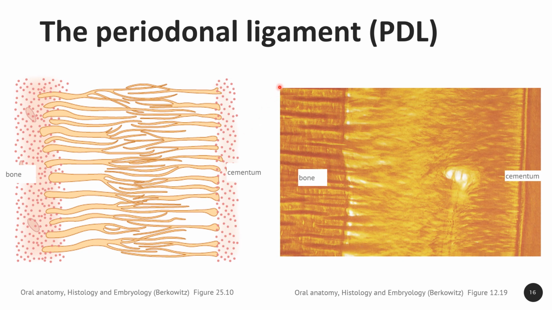You can see it under the microscope like this. Maybe it's a little bit less obvious in the middle, but you can see, I hope, the PDL fibers sticking out from both sides, from the cement and from the bone, and becoming kind of intertwined with each other in the middle. So how does this get formed? What is the basis behind this?